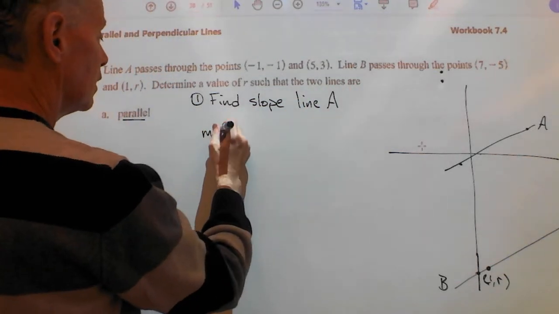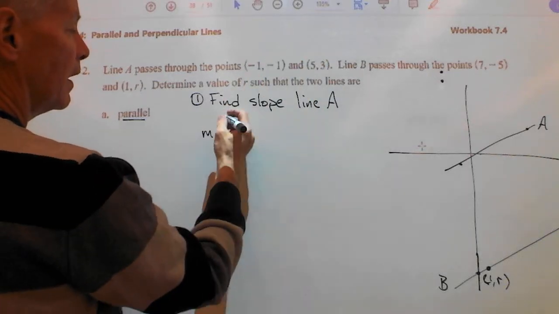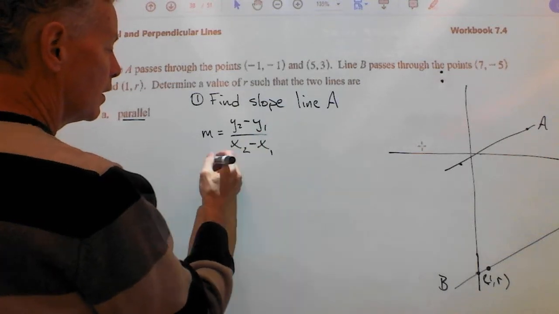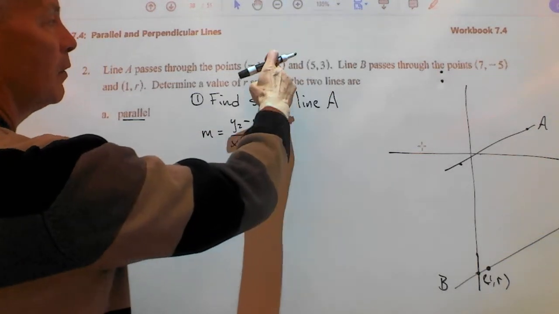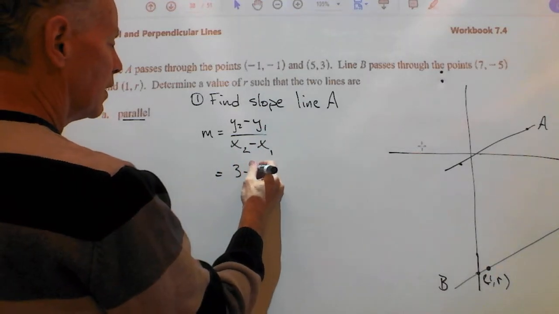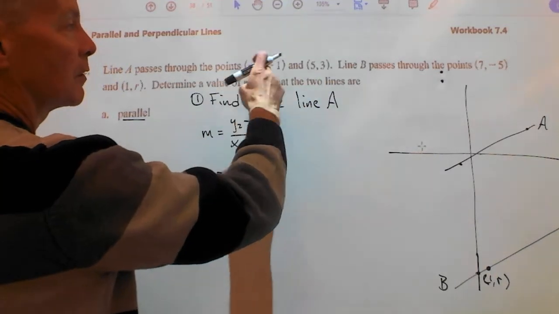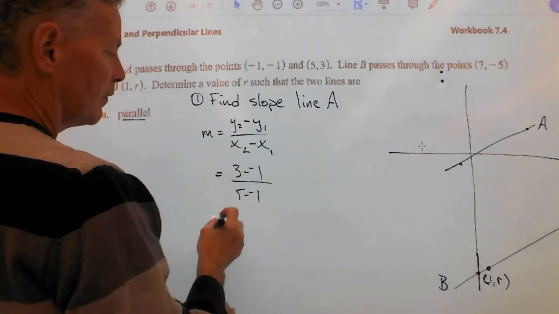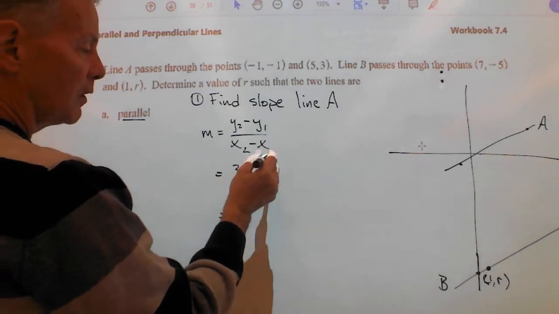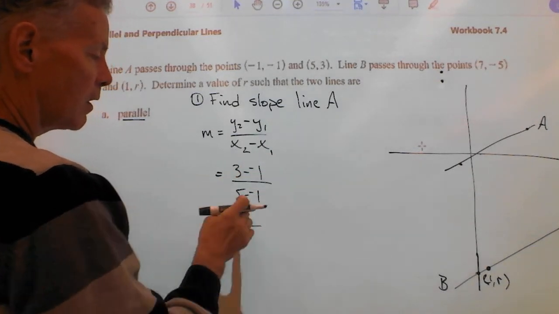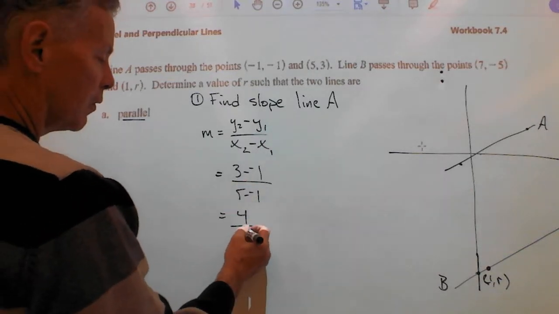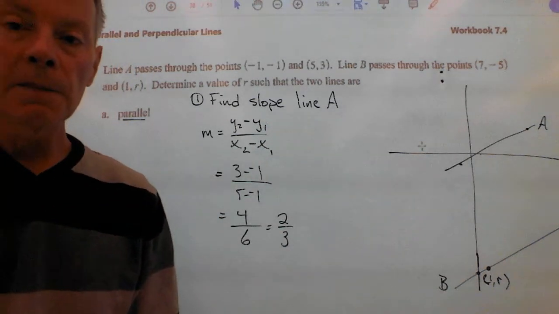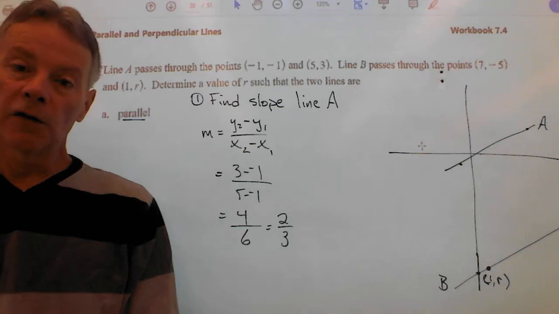We have a slope formula, we have 2 points, so again slope equals y2 minus y1 over x2 minus x1. Plug in your values: y2 minus y1 becomes 3 minus negative 1, x2 minus x1 becomes 5 minus negative 1. And that gives us, remember, 3 minus negative 1 is like saying 3 plus 1. That gives us 4. Similarly, 5 minus negative 1 gives us 6. And in simplest form, that's 2 over 3. Okay? So we know the slope of our line A is 2 over 3.